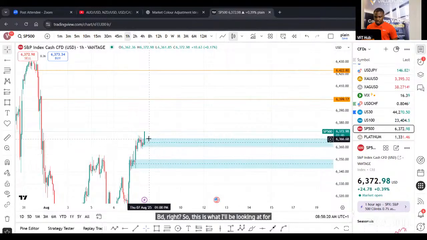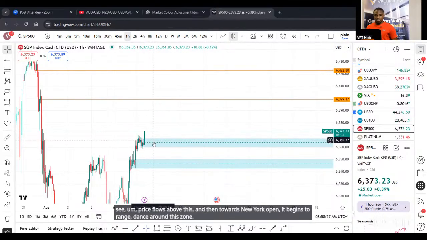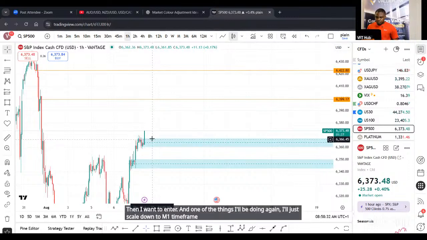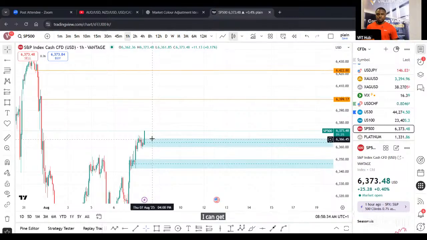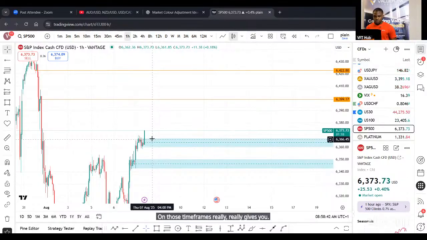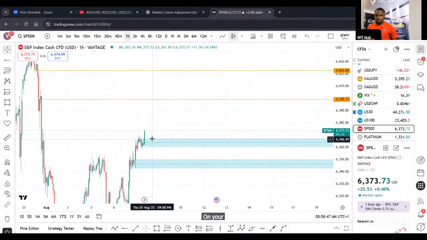If for any reason I see price close above this and then towards New York open, it begins to range, dance around this zone, then I want to enter. And one of the things I'll be doing again, I'll just scale down to M1 time frame so that I can get a very good risk to reward. I've been observing that for some days now. Scaling down on those time frames really gives you juicy risk to reward. Instead of getting, say, 1:4, 1:5 on your higher time frame, you could as well get as high as 1:8, 10, 14. And it looks ridiculous, but then it's possible, right?